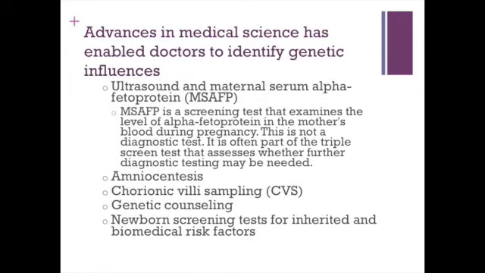So there have been advances in medical science that have enabled doctors to identify genetic influences earlier during a pregnancy. We're going to talk about some of these on a separate slide. So like MSAFP we'll talk about, and CVS we'll talk about on separate slides. But you can see that those are options, and amniocentesis is another option for high-risk pregnancies. But we also see that, as advances in the human genome come, we're able to provide better genetic counseling to couples who are looking to conceive.